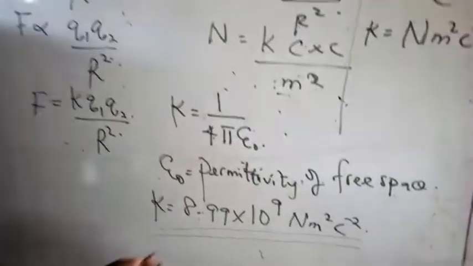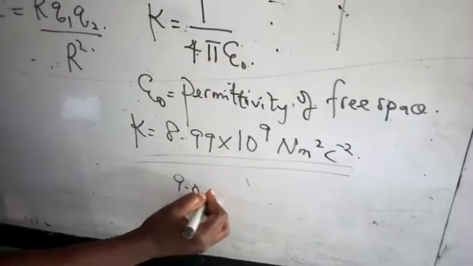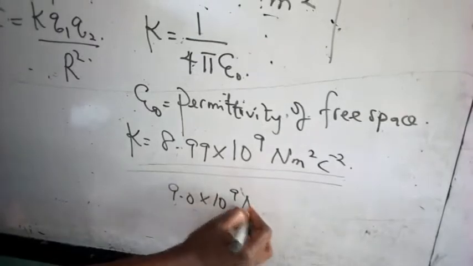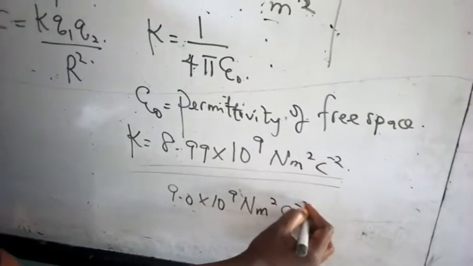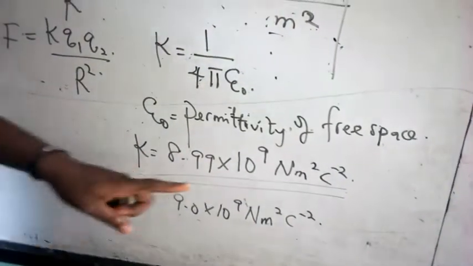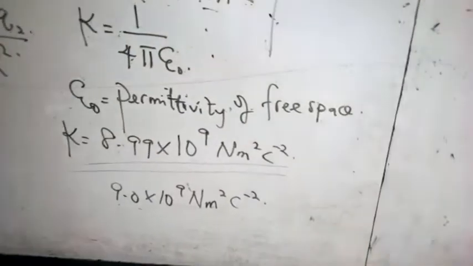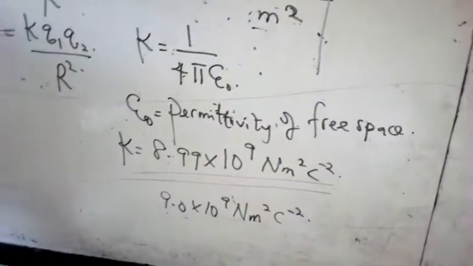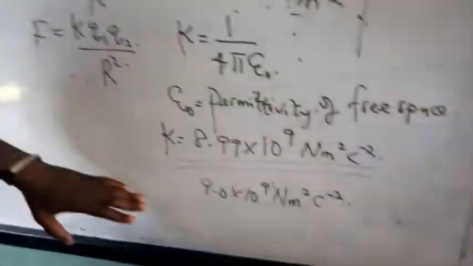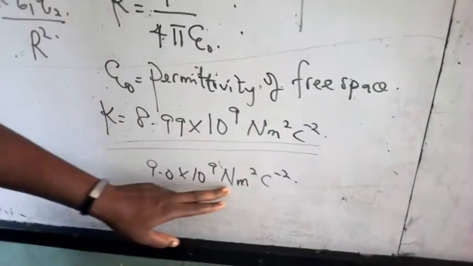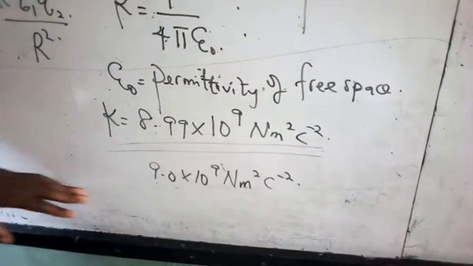And in some textbooks they might tell you that it is 9.0 times 10 raised to power 9 Newton meter square per coulomb square. It's the same thing. They just approximate. So they are the same. So you should understand this. As you can see, look at it. The constant in free space. What can you tell me about this?